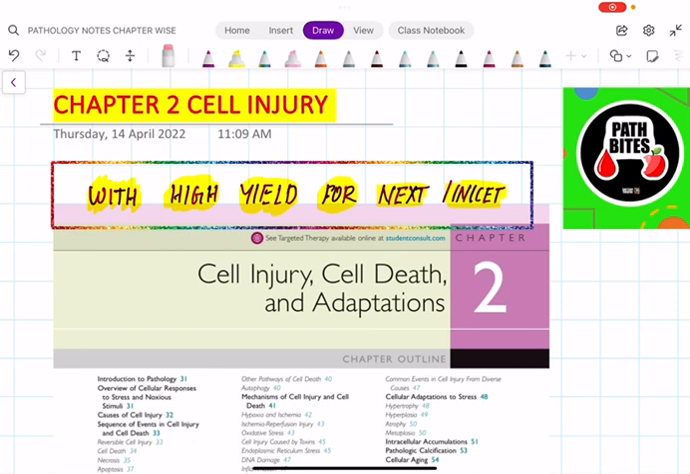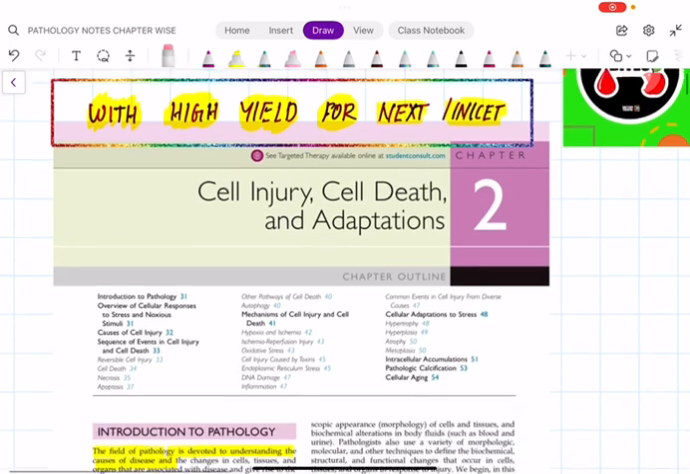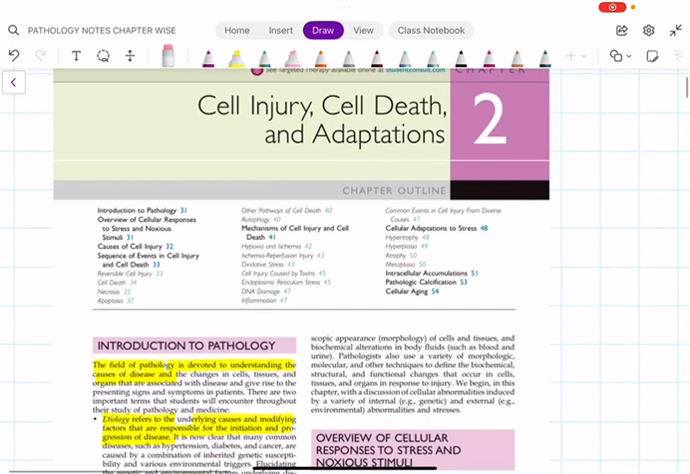These are not mentioned in Robbins, and I have referred to some other books to give these high yield points. But remember, these points are the most frequently asked questions in the central institute exams, like AIIMS, PGI, JIPMER, all those. So let us start with high yield for NEXT and INICET: cell injury, cell death, and cell adaptations.